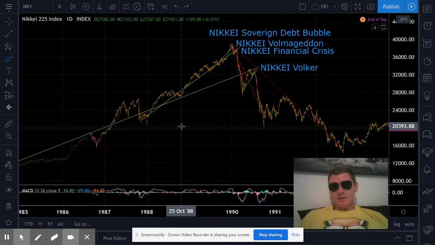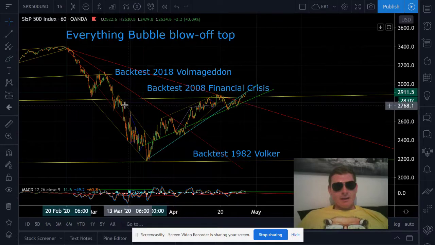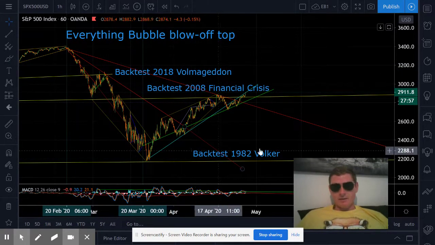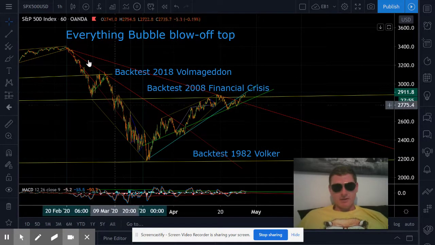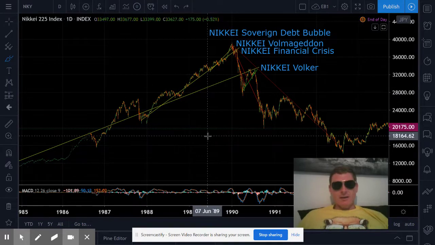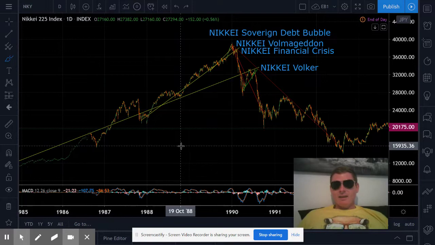I actually set up my whole model, the entire model that I have on the S&P, if we can see over here. I have this entire model where we get the Volmageddon, the financial crisis, the Volcker, those long-term trend lines. We get these tangent lines. I set up the whole model on the Nikkei bubble, and it fits this bubble really, really well. And you can see what a sovereign debt bubble looks like and what the moves look like.